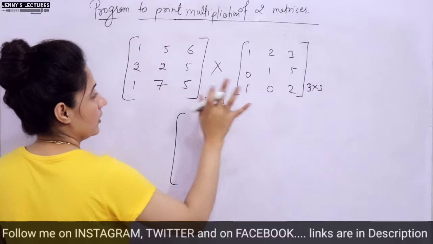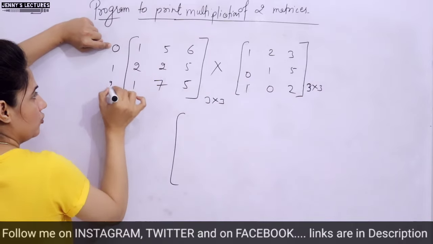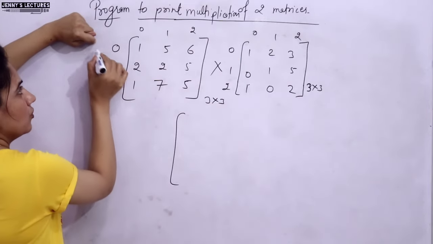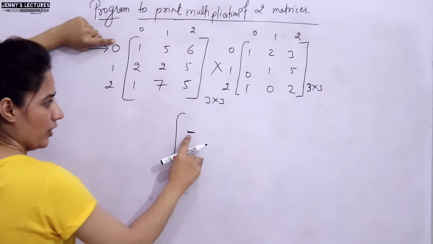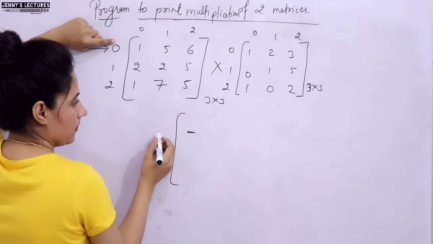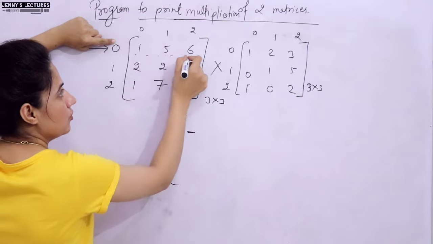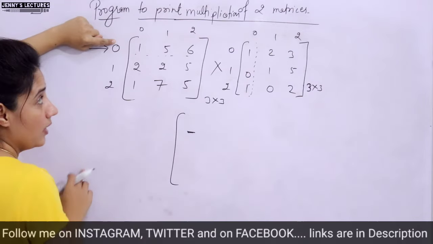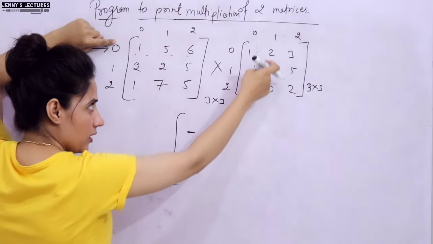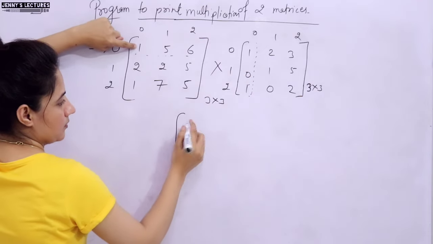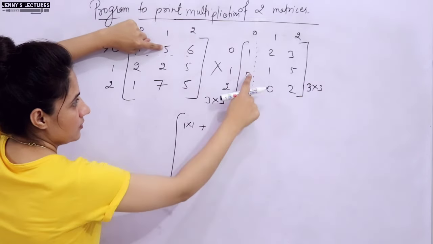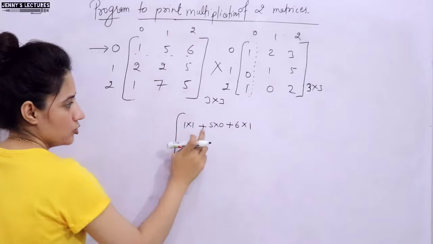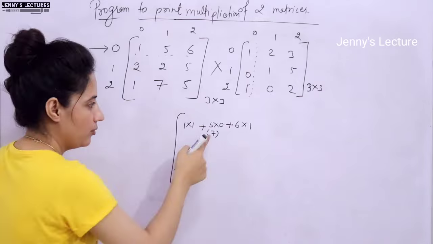We are taking both matrices as 3 into 3. How will multiplication be done? The indices would be 0, 1, 2 for rows and 0, 1, 2 for columns. First, we will find the value to be stored at the first position of the resultant matrix. We take the 0th row of the first matrix and the 0th column of the second matrix and multiply: 1 into 1, plus 5 into 0, plus 6 into 1. So the value you get would be 7, and that is stored here.